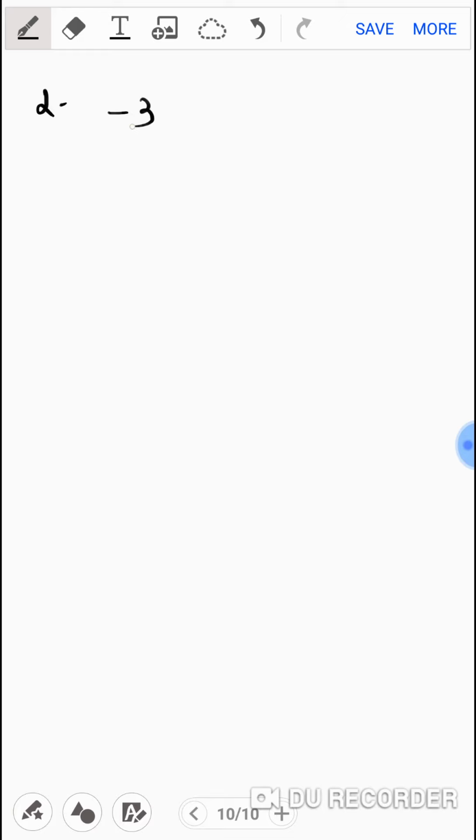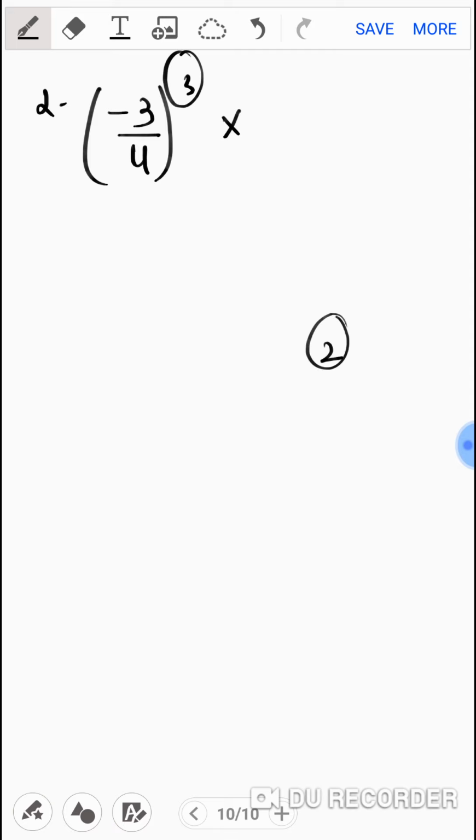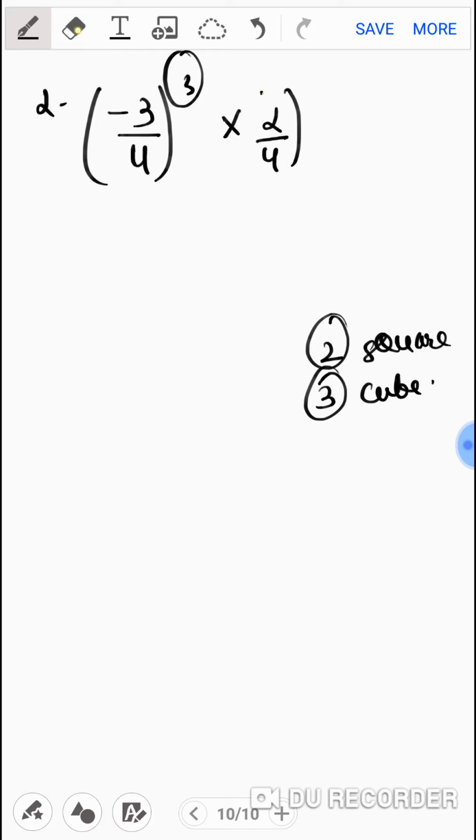Next we have minus 3 upon 4 cube. This is called as cube. If the exponent is 2, we call it as square. If the exponent is 3, we call it as cube. Okay. So minus 3 upon 4, whole cube, into 2 upon 3, raised to 4. Dear kids, try to understand.